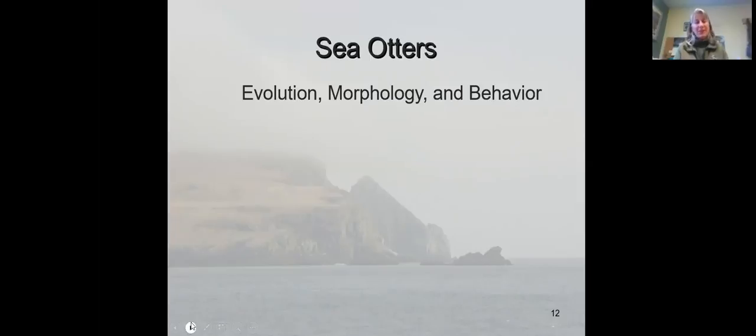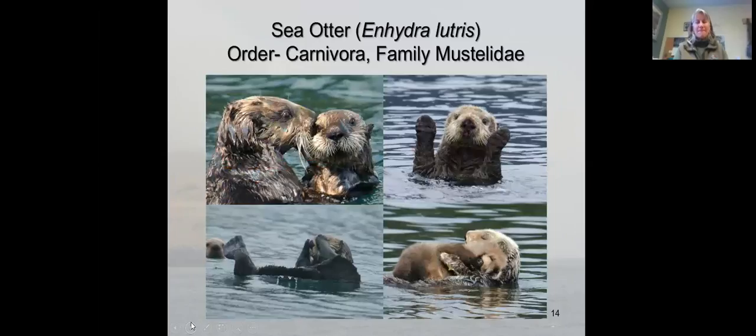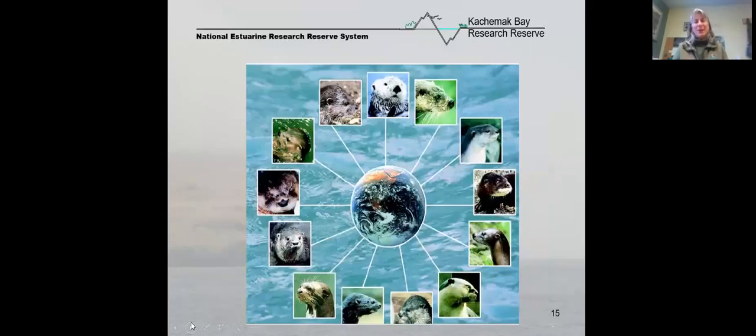So next, please. Sea otters are sitting here with the cetaceans and the sirenia. They're not a very good marine mammal. They are one, but they're not a very good one, and I'll get into that. So there they are sitting with seals and walrus and sea lions. Next, please. And so sea otters are an order carnivore, a family mustelid. And then we get into, next slide, please, where they fit.